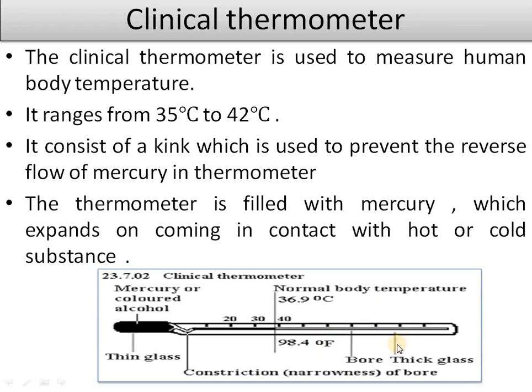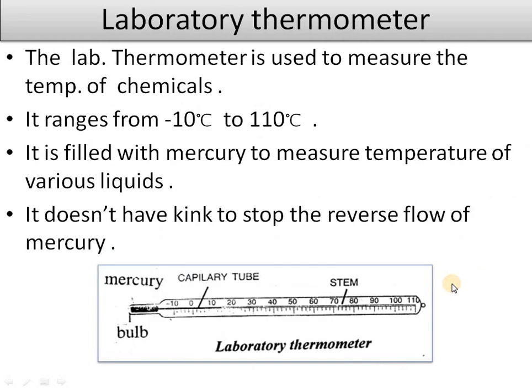Okay. So this is the capillary tube. Now the human body temperature in Celsius is 37 degrees Celsius, 36.9 degrees Celsius, whereas in Fahrenheit it is 98.6 precisely. Okay, that is the normal human body temperature.